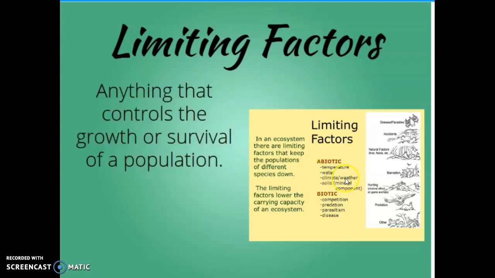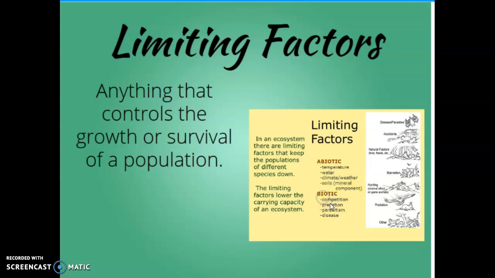Now, we've seen this because we did this in the window. We had water, temperature, soil, and sunlight. And we know that those abiotic factors definitely control the growth and survival of our plants. There are also biotic factors in an ecosystem that control the growth and survival of populations.